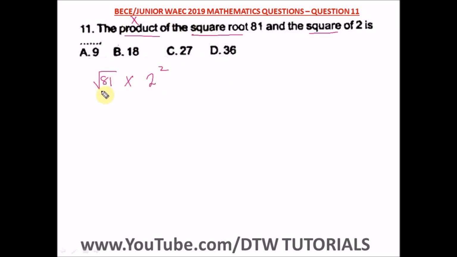And what is the square root of 81? That will give us a 9, times what is the square of 2? That's 2 times 2, or multiplying 2 two times, that will give us a 4. And what is 9 times 4? That will give us 36. Okay, our answer is 36, and our right option here is option D.